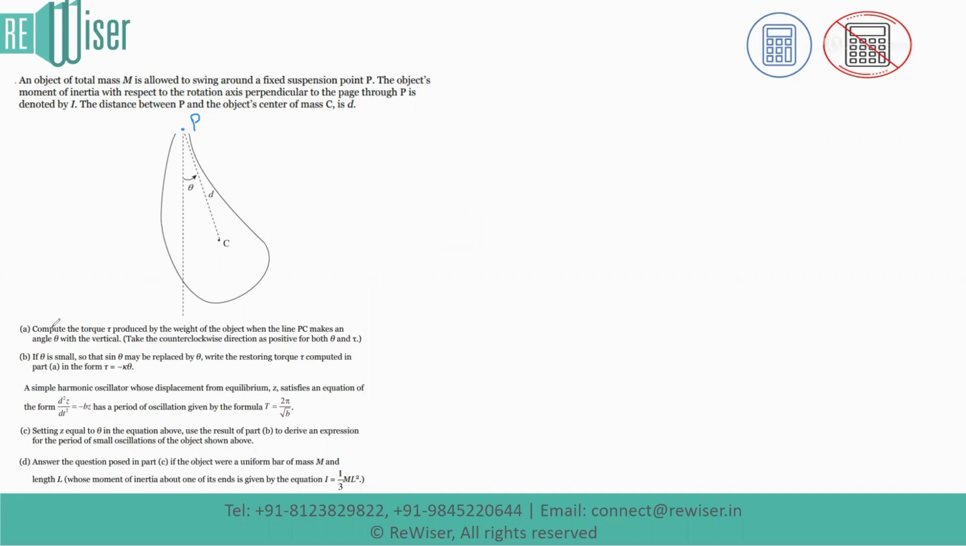So here part A asks us to compute the torque produced by the weight of an object when the line PC makes an angle theta with the vertical. Take counterclockwise as positive, and obviously if counterclockwise is positive, then clockwise will be negative. Now, I know that for part A, we calculate torque tau as the acting force F multiplied by the perpendicular distance D. If there is an angle between the force and the perpendicular distance, we include the angle in the equation.